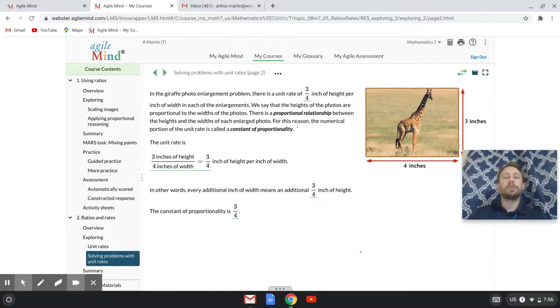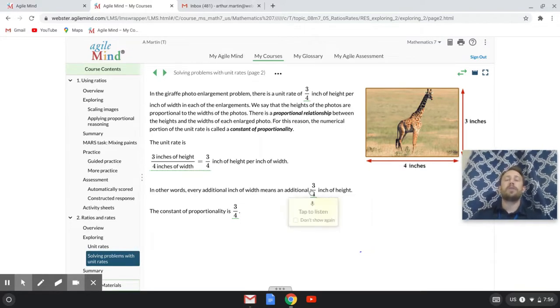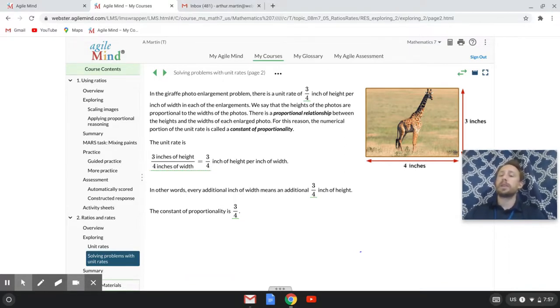Okay, so page 2, it says in the giraffe photo enlargement problem, there's a unit rate of 3/4 inch of height per 1 inch of width in each of the enlargements. We say that the heights of the photos are proportional to the widths of the photos, and there's a proportional relationship between the heights and the widths of each enlarged photo. For this reason, the numerical portion of the unit rate is called the constant of proportionality.